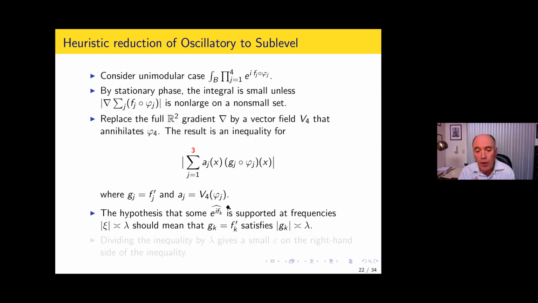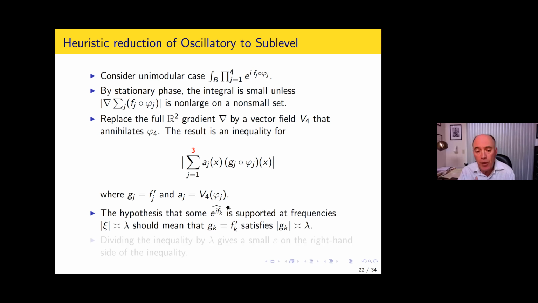Okay, now to get things into the right situation, what I should do is divide through by lambda. So one of my summands, instead of being large, is simply greater than 1. And then as a result, the bound that I have for the sum should involve a negative power of lambda. So that's what gives me the small parameter on the right-hand side. And if I get a bound in terms of a power of that small parameter, that's really a bound in terms of a power of the original lambda. Okay, so this is the heuristic reduction of the oscillatory inequality to the sublevel inequality.